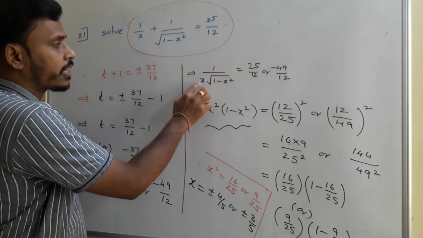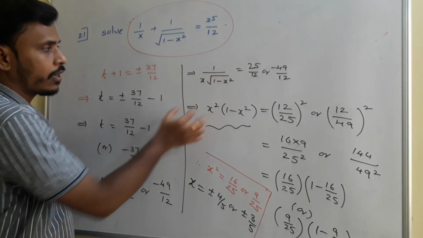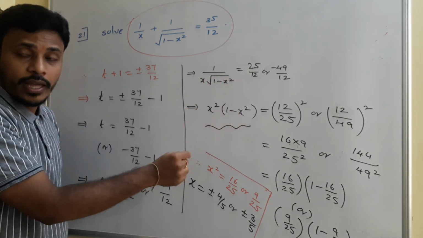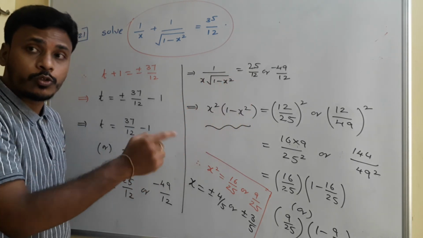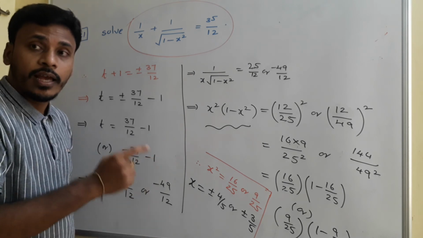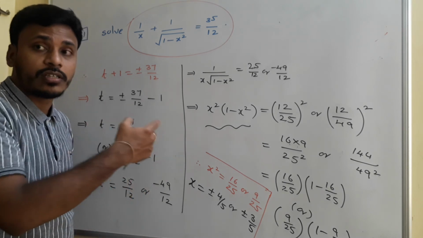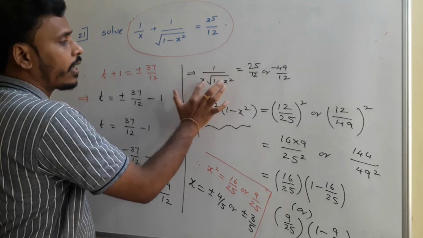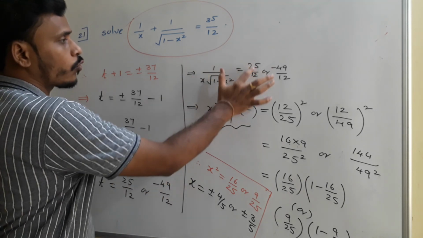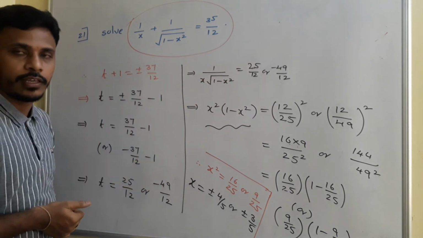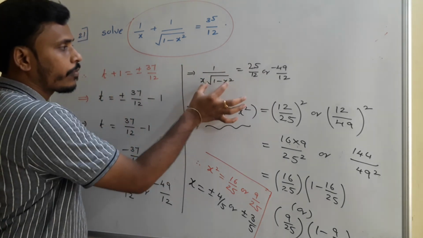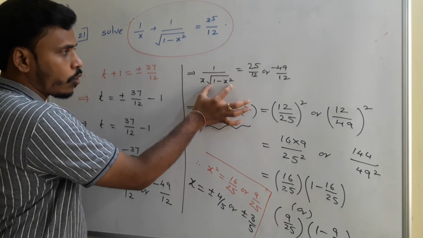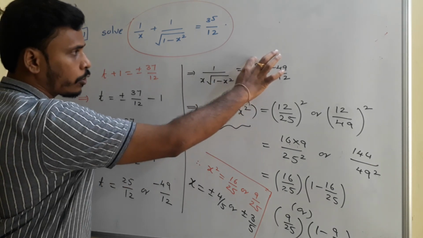But when you look, see 1 by x into root 1 minus x square, is it right? Just we squared it. Since we are squaring on both sides, always when you square both sides of a given equation, at the end you need to cross check the answers whether they are right or wrong. When you look at this, 1 by x into root 1 minus x square is 25 by 12. That's what we are thinking. Root 1 minus x square is a positive quantity, so this 25 by 12 is also a positive quantity.